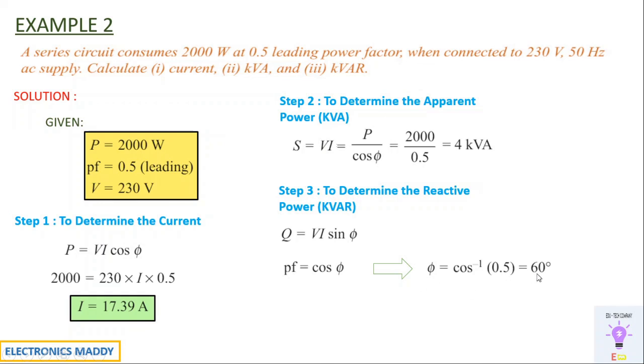So we'll be finding the value of phi. Why will we be finding the value of phi? Only if we know the value of phi can we substitute it over here, because we know Vi. So only phi should be known. Substitute all the values over here: 230 volts, 17.39, sine of 60 degrees. You'll be getting 3.464 kilovolt ampere kVAR.